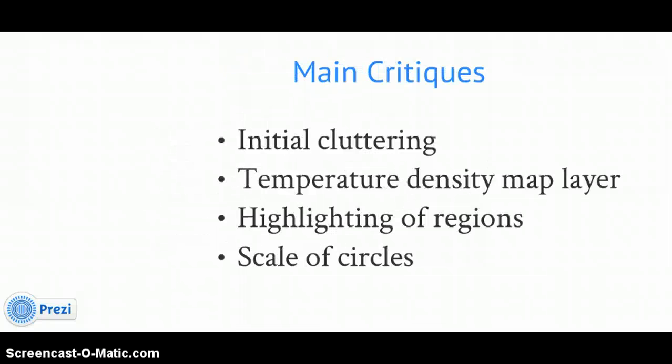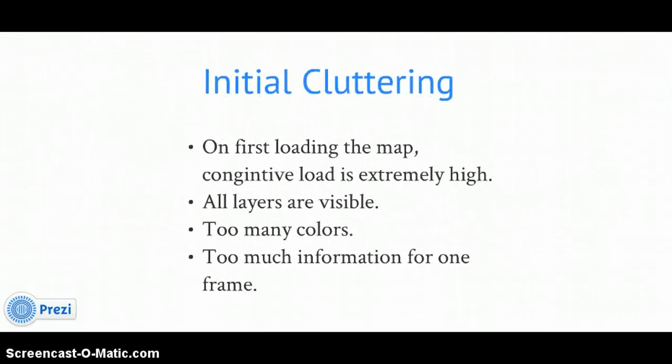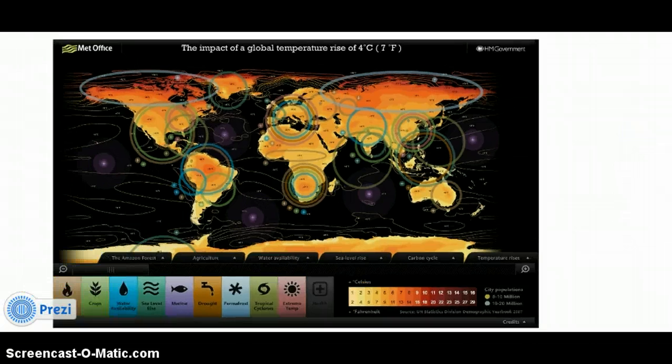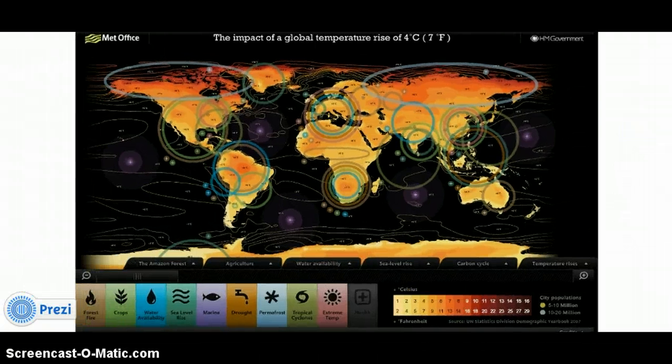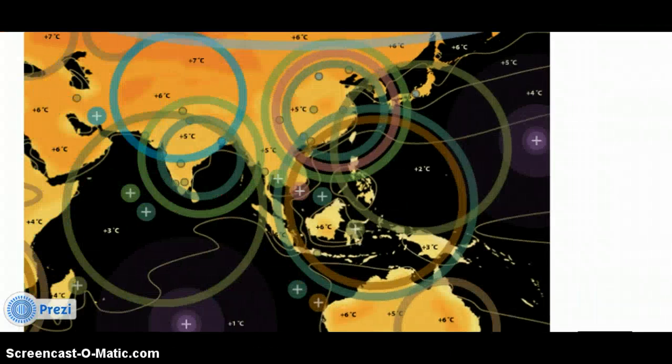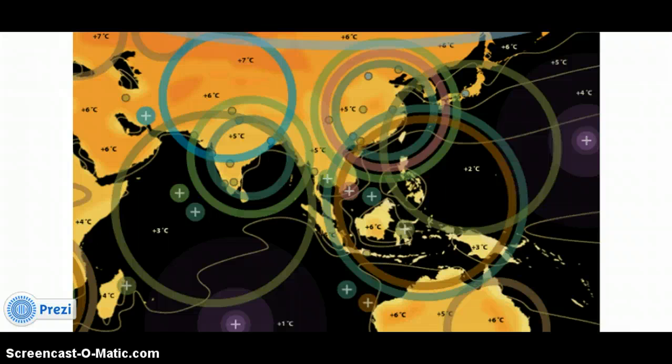Firstly, to the initial cluttering of the map. The first image that is shown is cluttered to say the least, with all layers of information being visible at once. This produces an initially high cognitive load for the user, being suddenly confronted with large amounts of information that they may be unsure about. As we can see from the screenshot of the map, the initial amounts of confusing information are particularly apparent around Central and Southeast Asia, where an extremely high amount of information is displayed at once.